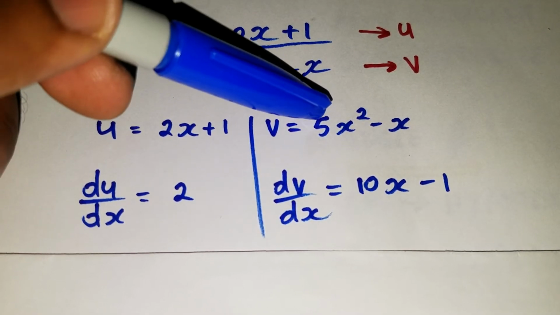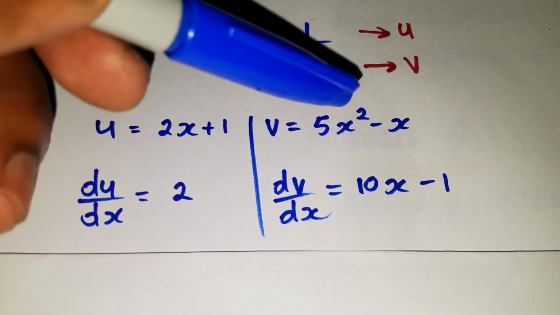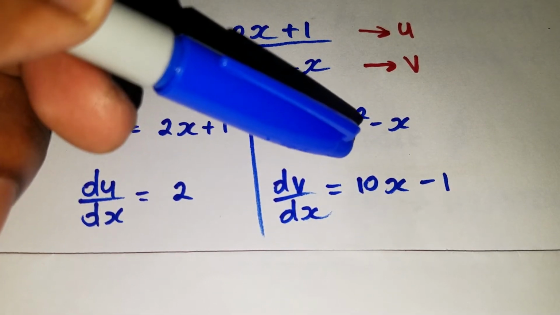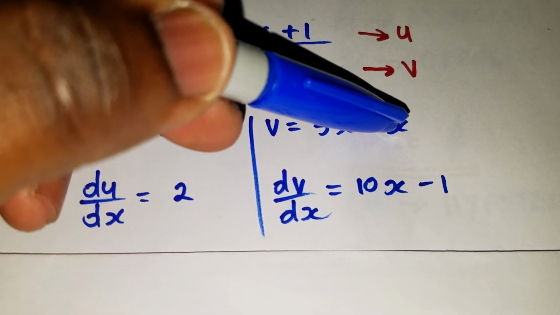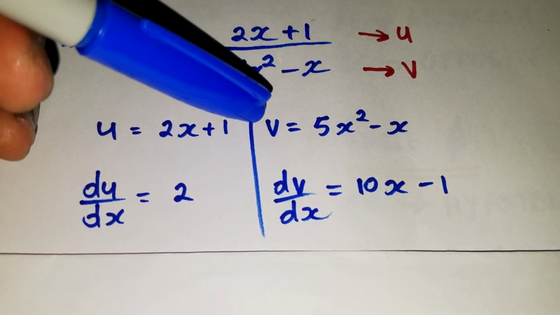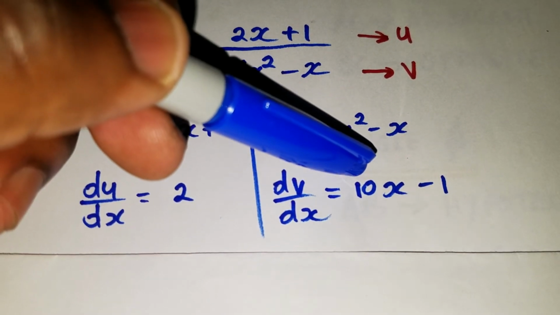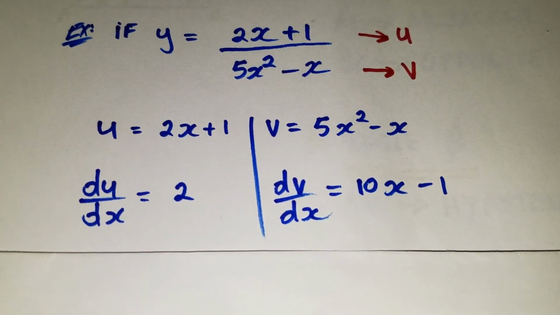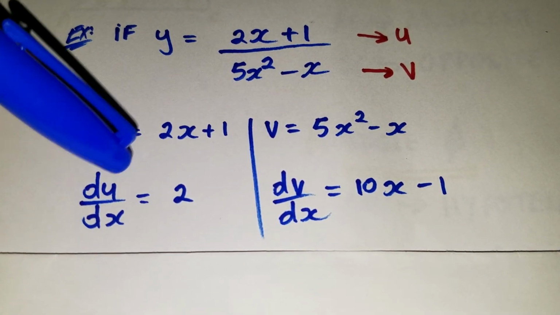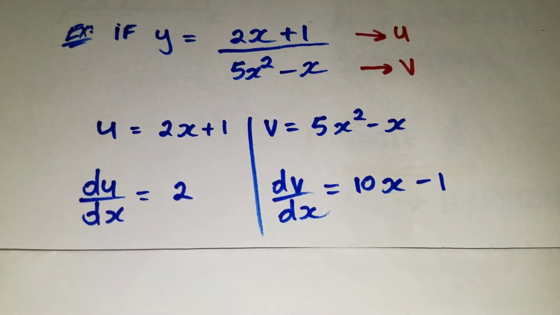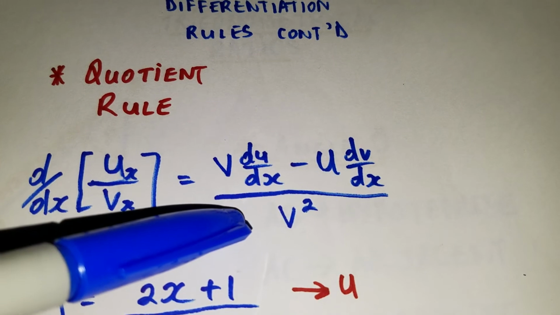And the function v is 5x squared minus x. So the differential of v with respect to x would be 2 times 5, 10. 2 minus 1 would be 1, so it would be 10x minus the differential of x would be 1. So the differential of v here, dv dx, would be 10x minus 1. So now that we have u, v, the differential of u, and the differential of v, we have all the terms needed to satisfy the quotient rule.